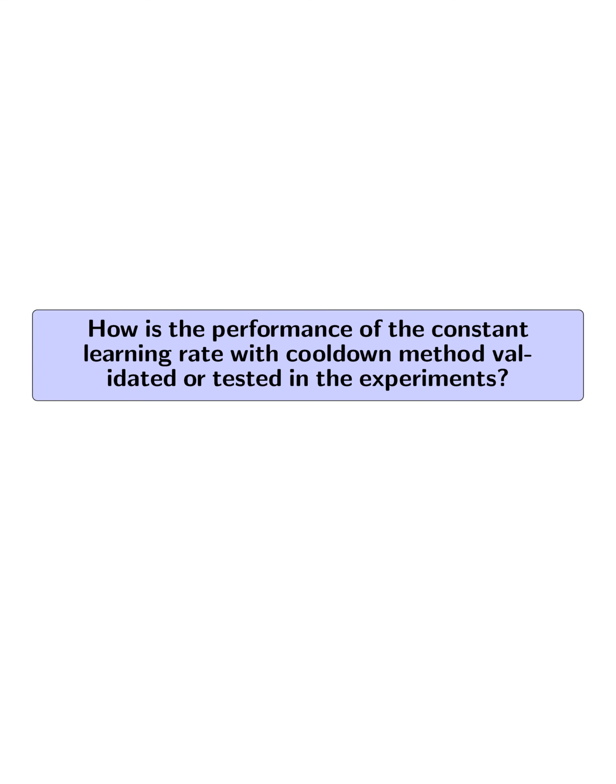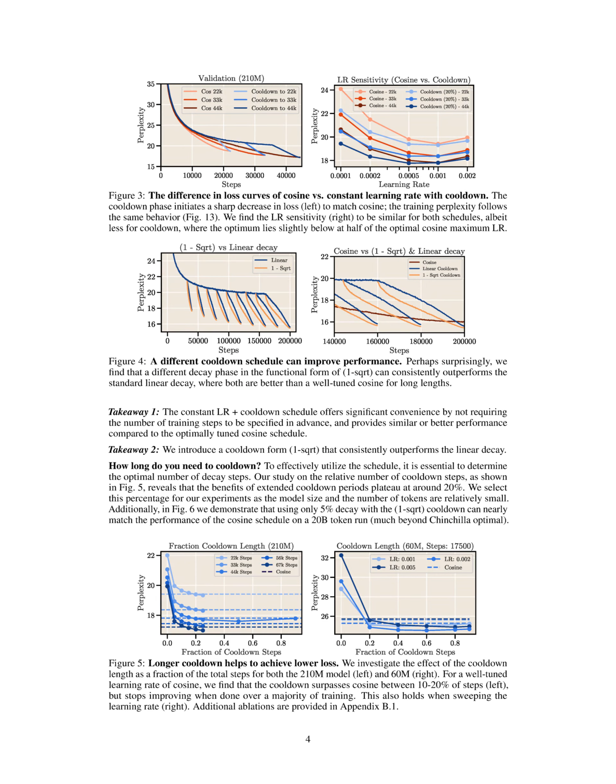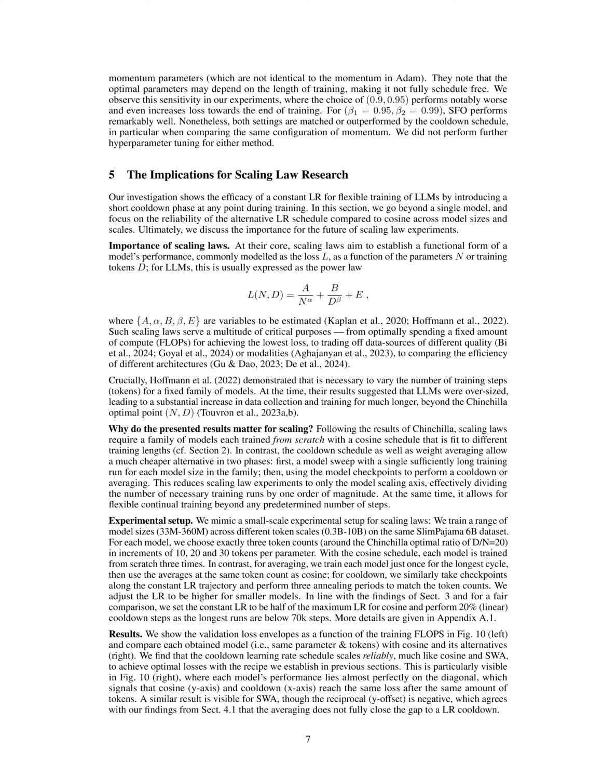How is the performance of the constant learning rate with cooldown method validated or tested in the experiments? The performance is validated by training a range of model sizes across different token scales on the same dataset. The models are trained using the constant learning rate with cooldown schedule and compared to the traditional cosine schedule and weight averaging. The validation loss envelopes are plotted as a function of training flops, and each obtained model's performance is compared with cosine and its alternatives.